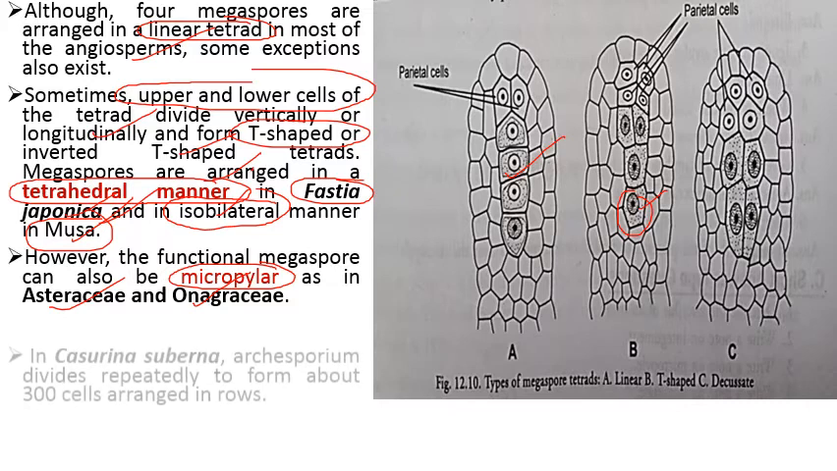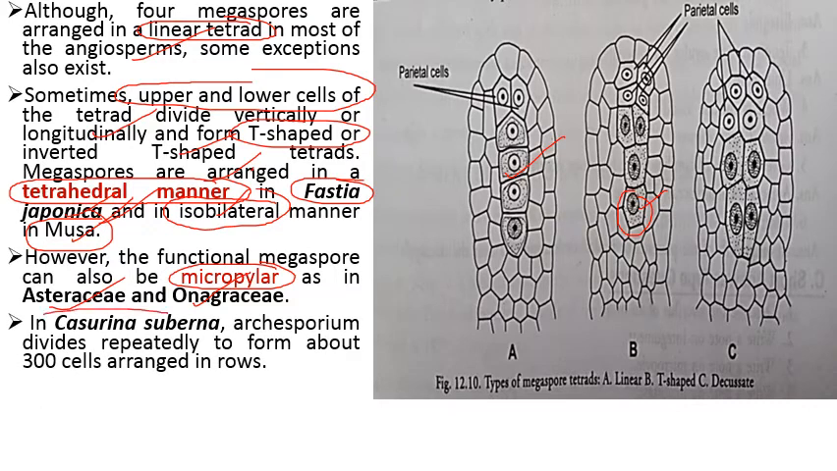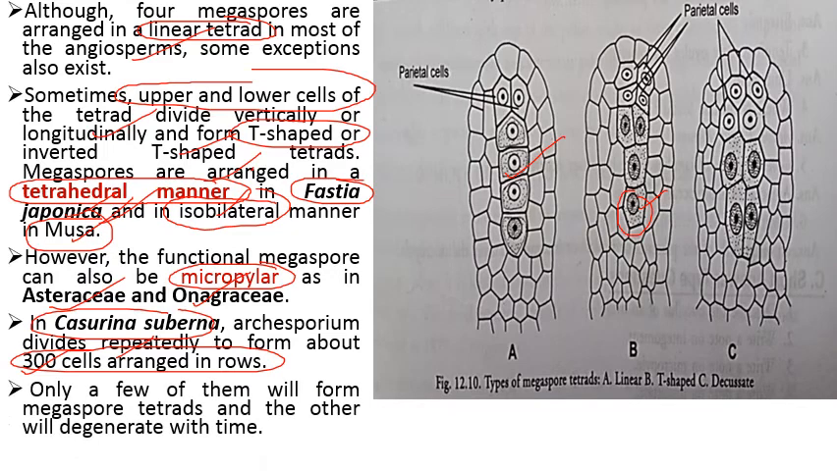So ये कुछ families हैं जिनमें जो micropylar end वाला megaspore है that becomes functional, like in case of Asteraceae and Onagraceae. In Casuarina suberosa, this archisporium divides repeatedly to form about 300 cells which are arranged in a row. तो Casuarina के case में archisporial cell divide करता है repeatedly to form approximately 300 cells. Out of these 300 cells, few will survive. कुछ एक इसमें survive करेंगे, they become megaspore tetrad and others will degenerate within time. और बाकी के rest of the cells will disintegrate.